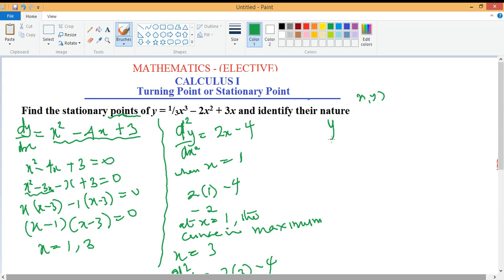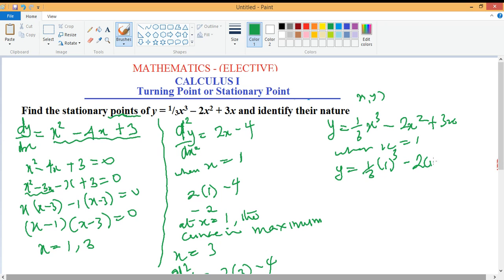So y is equal to 1/3 x cubed minus 2x squared plus 3x. When x is equal to 1, we have y to be 1/3 times 1 cubed minus 2 times 1 squared plus 3 multiplied by 1. Solving further, you can use a calculator to get the answers. You will get 4 over 3.